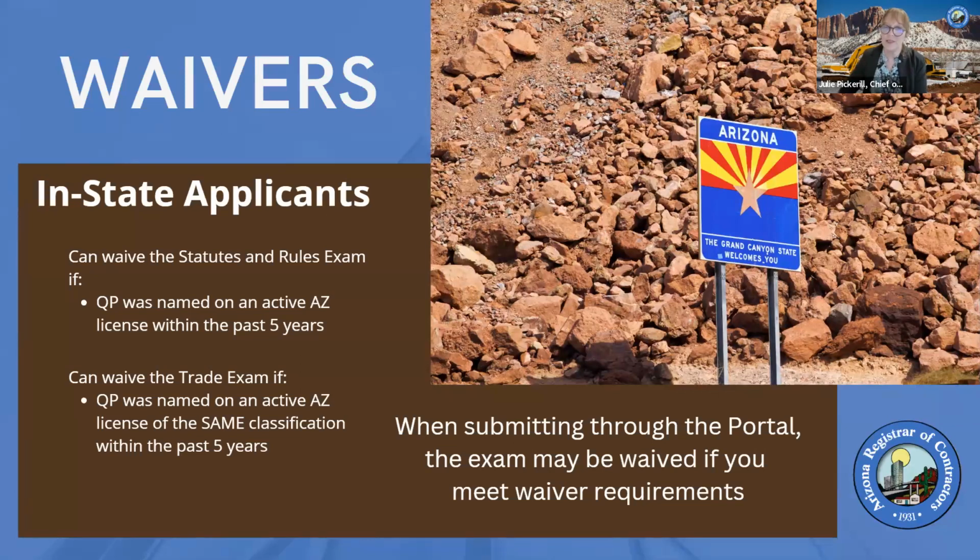However, the QP has to be the same qualifying party that was named on an active license within the past 5 years. So if you are applying for a B residential builder's license and you were the QP or qualifying party in the last 5 years on another B license, then you can waive the statute and rules and the trade exam. So statute and rules, if you've been on any license in the last 5 years, then you can waive that exam. But the trade part of the exam, it has to be the same classification that you've been on before.